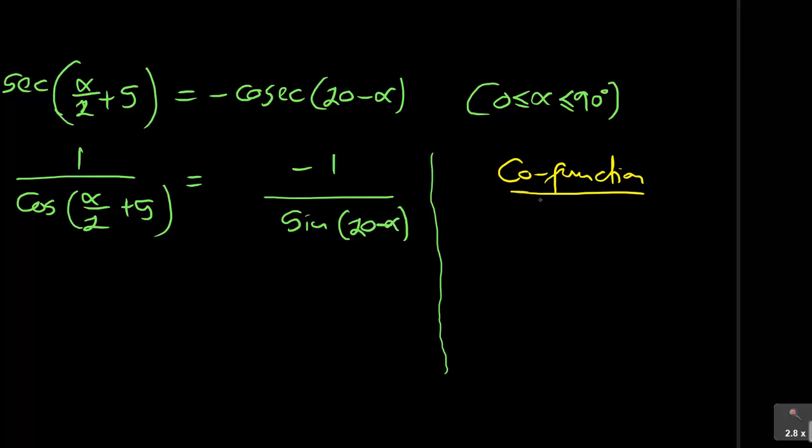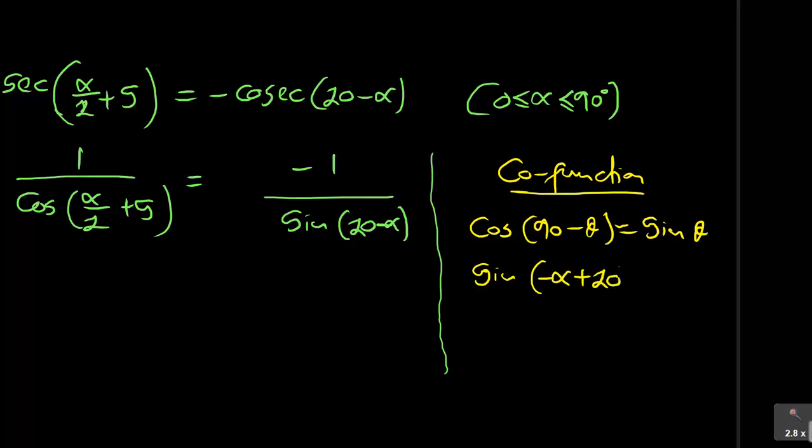So the cofunction, remember, cos of 90 minus theta is equal to sine theta. So that is the cofunction. In this case, 20 minus alpha will represent my theta. Let me first rearrange it. It will be sine of minus alpha plus 20.